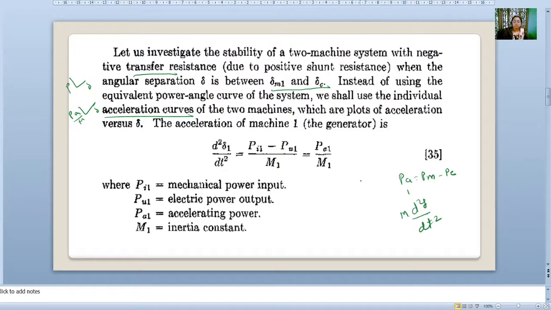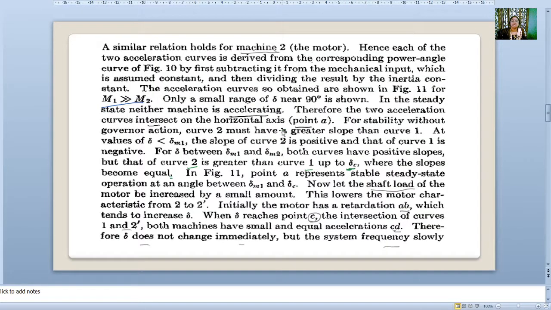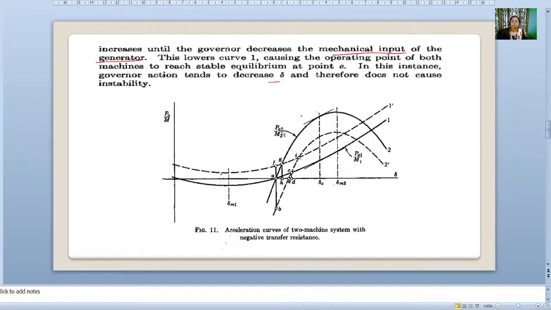So d2 del1 by dt square is equal to (Pi1 minus Pe1) divided by M1. Here Pi1 is the mechanical power input, Pe1 is the electrical power output, Pa1 is the accelerating power, and M1 is the inertia constant. This we have considered for machine 1. A similar relation holds for machine 2.